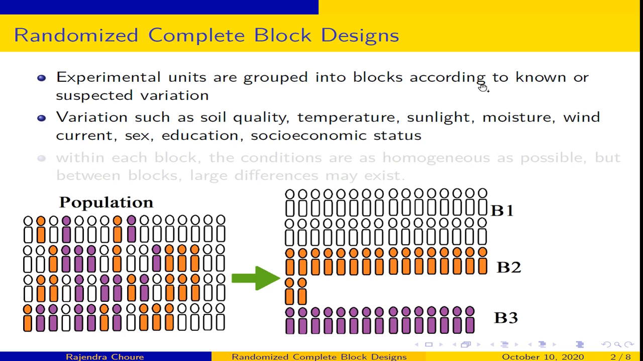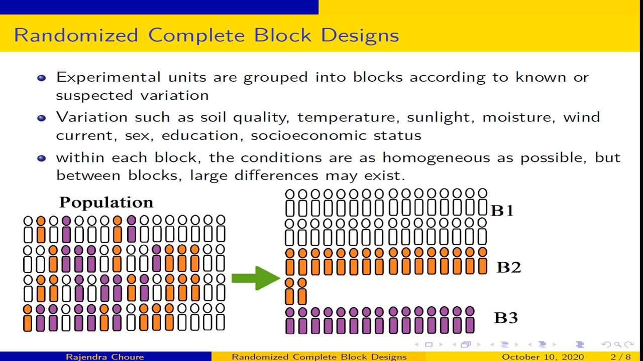Variations such as soil quality, temperature, sunlight, moisture, wind current, sex, education, socioeconomic status, many different variations are there in a population. If we think about bacterial strains, then bacterial strains from each location will have variation. Within each block, the conditions are as homogeneous as possible, but between blocks, large differences may exist.